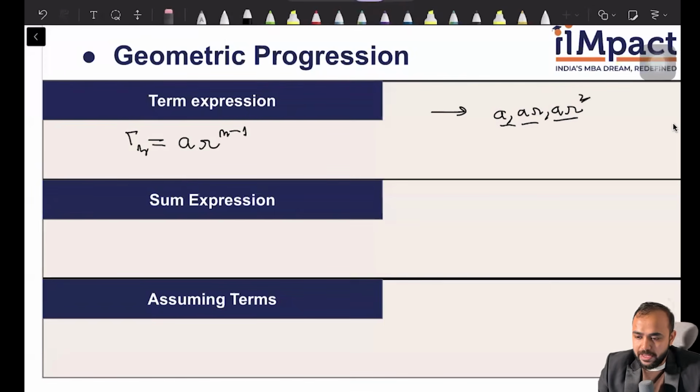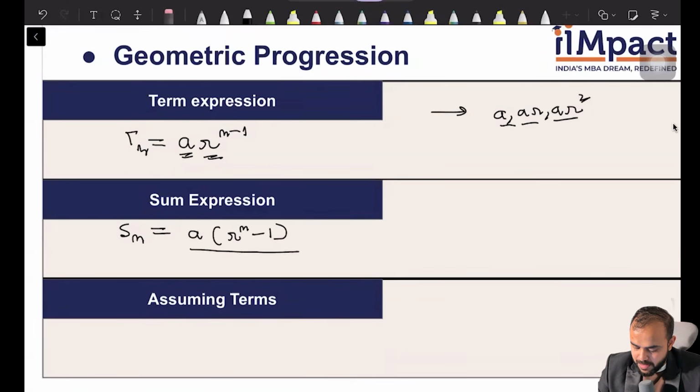So in order to define a GP, you need two things: the first term, which is A, and the common ratio. The sum expression for a GP is Sn is equal to A times (R to the power n minus 1) divided by (R minus 1).